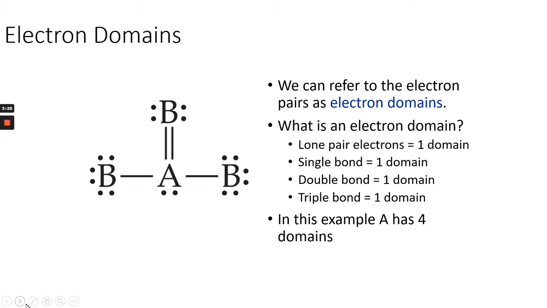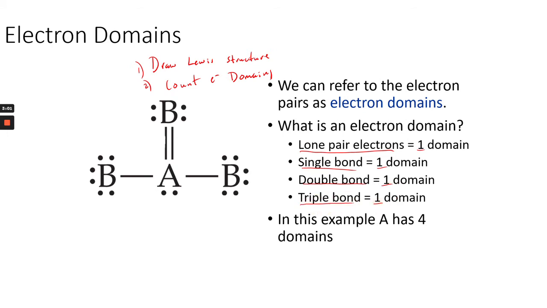So the first step in determining the shape, you have to draw your Lewis structure. Then you have to count your electron domains. What is an electron domain? An electron domain is anything that is sitting on your atom, your element. It could be a lone pair, that counts as one domain, a single bond, that counts as one domain, a double bond, that's one domain, and a triple bond, that's one domain.